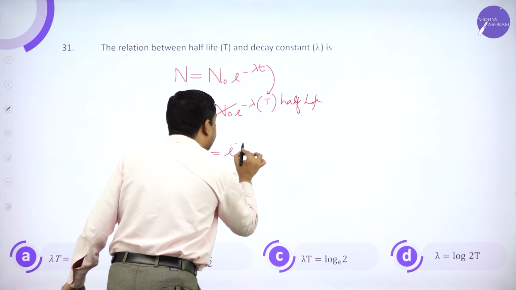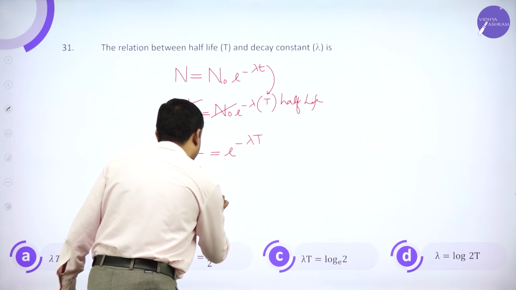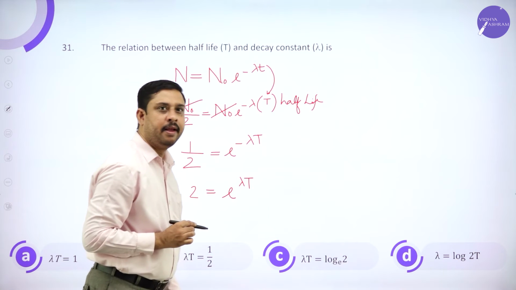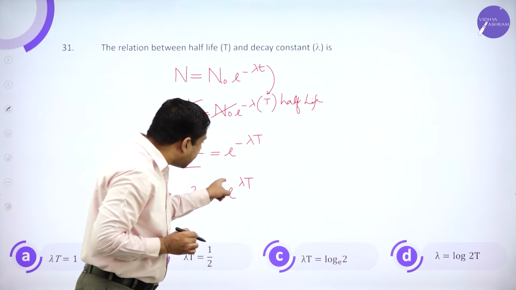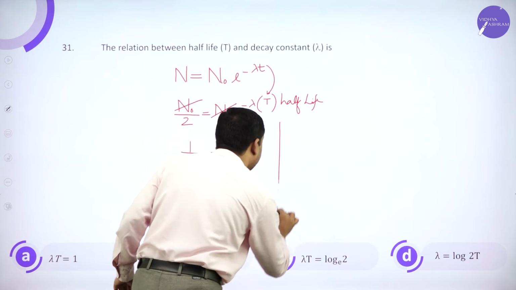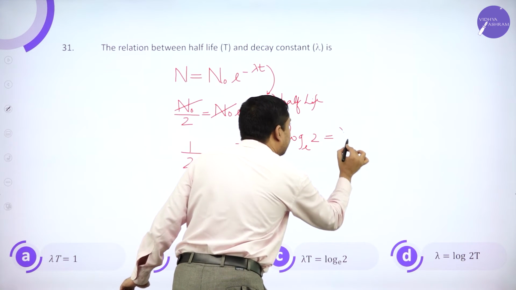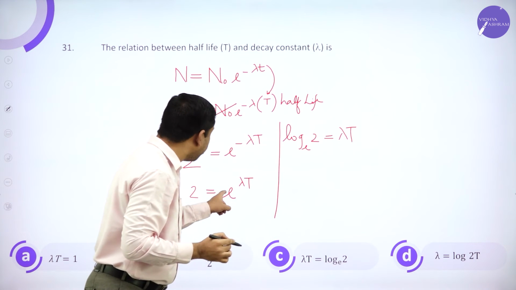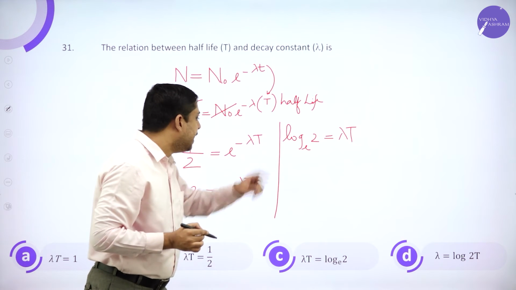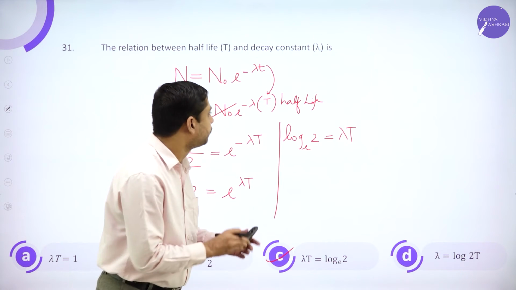This N naught cancels. Half is e power minus lambda T, or 2 equals e power lambda T. If I need to eliminate this exponential, I need a logarithm on the other side. Therefore, this becomes log e 2 equals lambda T. To remove this exponential, we have to take log e here. So log e 2 is lambda T. So the third option is the correct answer.